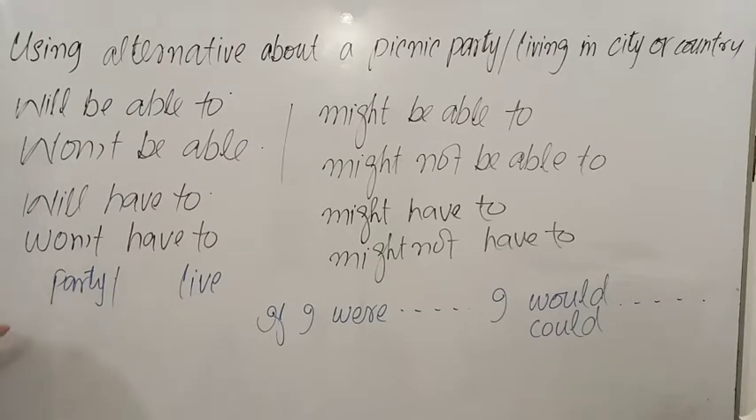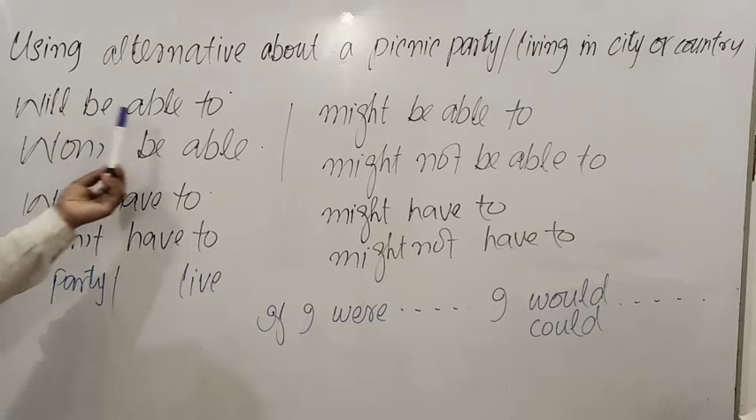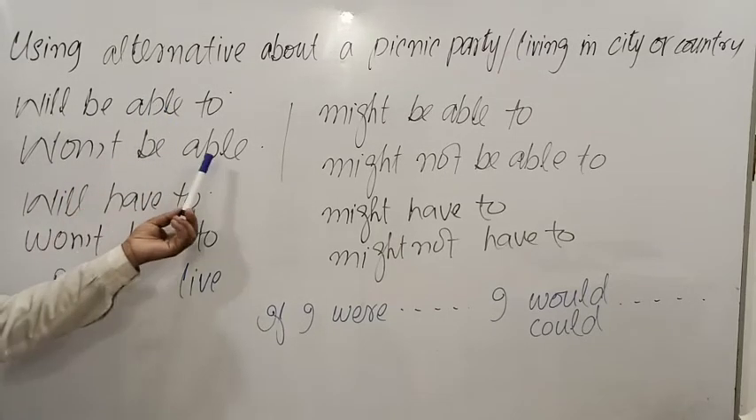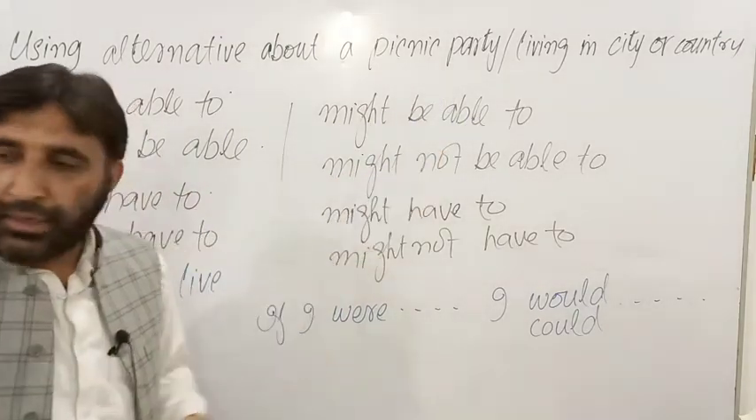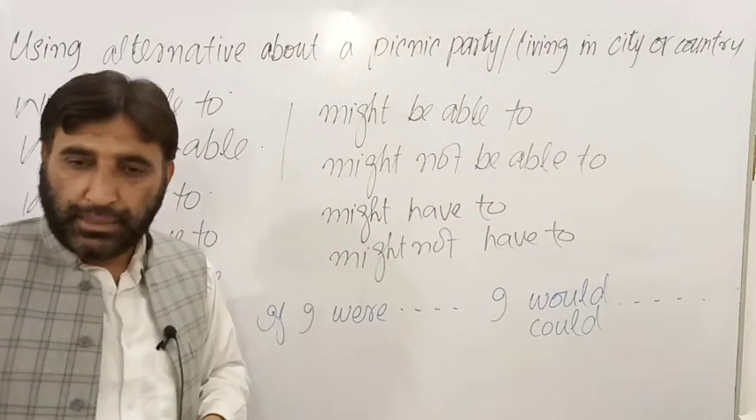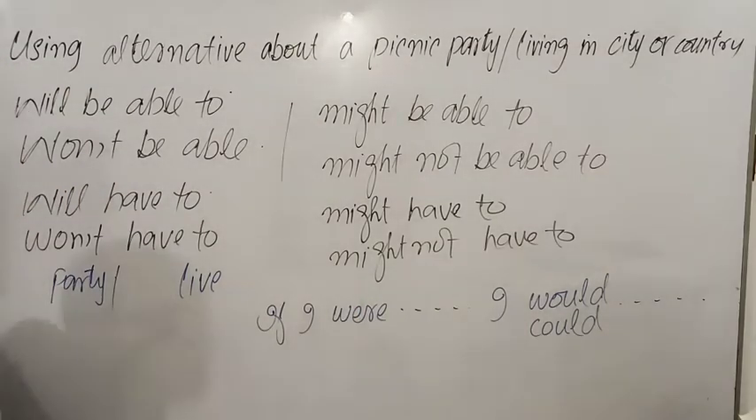You can talk about anything. Living in big cities and countryside. So you can say if we live in the big city, we will be able to go to the parks. We won't be able to enjoy the greenery in the city. Similarly, we might be able to take admission in different kinds of institutes. We might not be able to rear the cattle in the city, because in the city these houses are usually small. Similarly, if we live in the city, we will have to do some job.